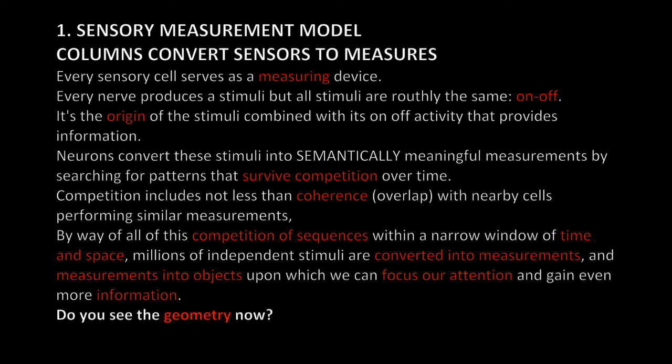So every nerve produces a stimulus, but all stimuli are roughly the same, just on and off. It's the origin of the stimulus combined with its on-off activity that provides information. Neurons convert these stimuli into semantically meaningful measurements. They're not Chinese characters. They're not abstractions like numbers. They're just vibrations, essentially. And these vibrations, on and off, are turned into meaningful measurements by searching for patterns that survive competition over time. Competition includes no less than coherence or overlap within nearby cells performing similar measurements, and coherence over repeated sequences.